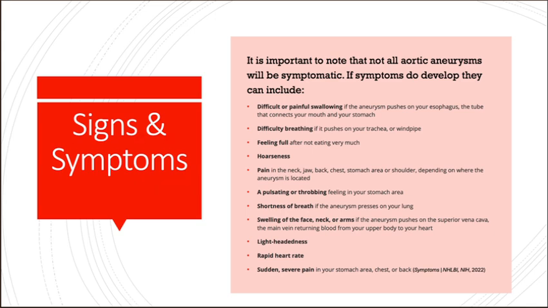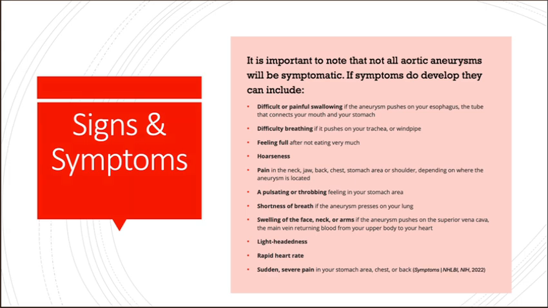The patient will also experience shortness of breath, especially if the aneurysm is pushing against the patient's lungs. They'll also have a swelling of their neck, face, or their arms. And this is if it's pushing against the superior vena cava, which is the main vein that's returning blood from the upper part of the body to the heart. And also, they can experience lightheadedness, rapid heart rate, and in the very severe situation where the aortic aneurysm has ruptured, there could be sudden severe pain and a sudden loss in blood pressure.